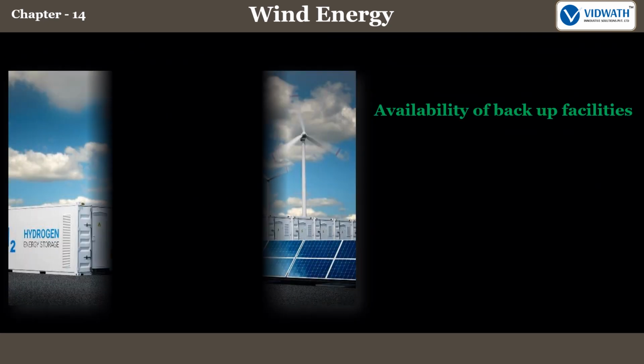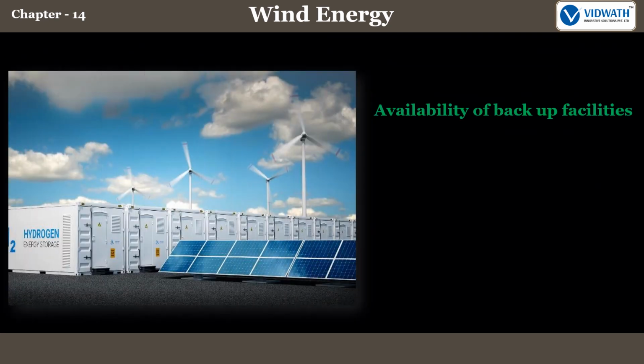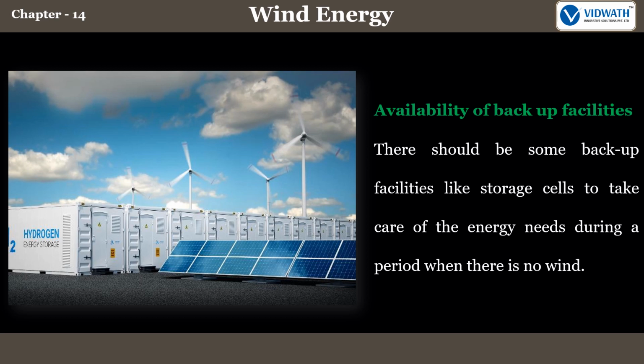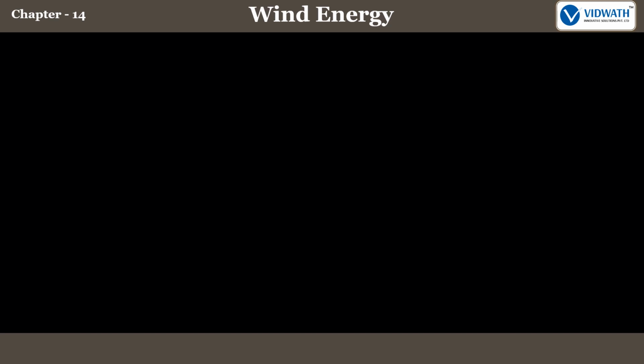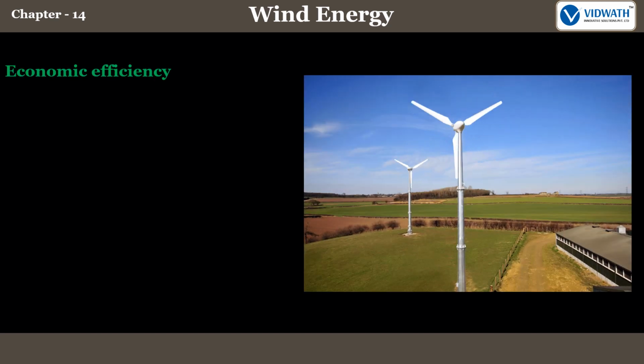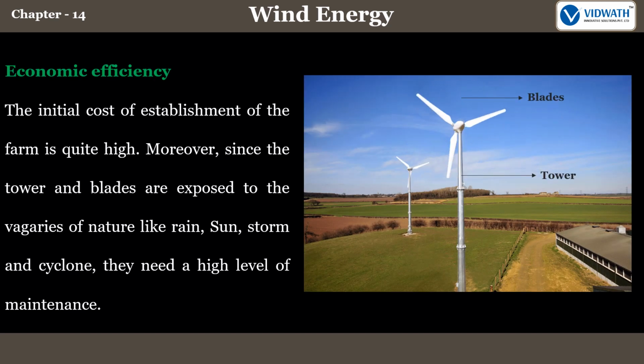Secondly, availability of backup facilities. There should be some backup facilities like storage cells to take care of the energy needs during a period when there is no wind. Thirdly, economic efficiency. The initial cost of establishment of the farm is quite high. Moreover, since the tower and blades are exposed to the vagaries of nature like rain, sun, storm, and cyclone, they need a high level of maintenance.